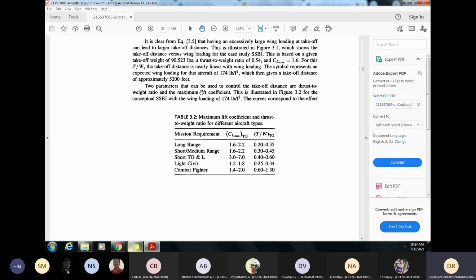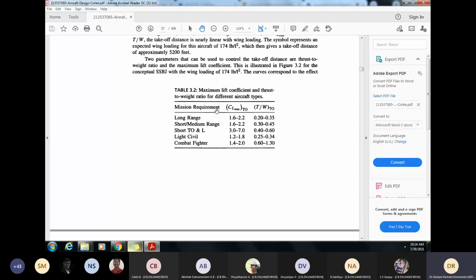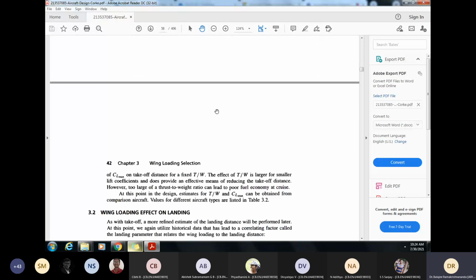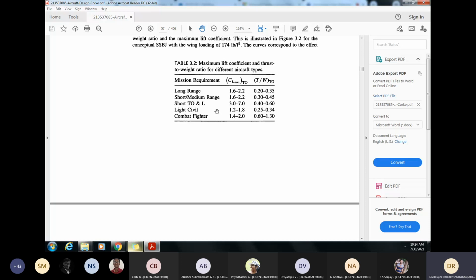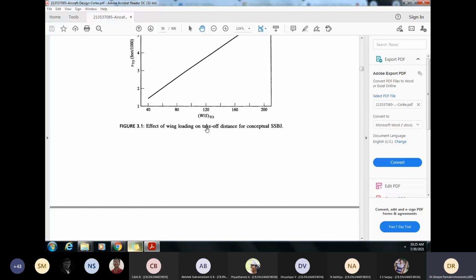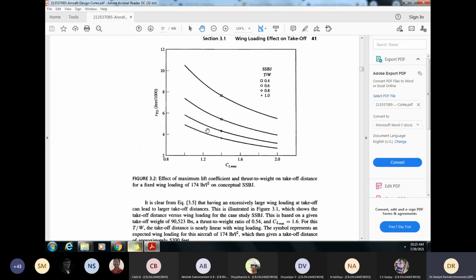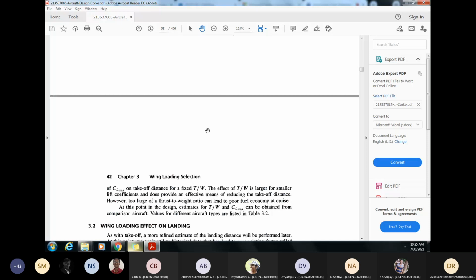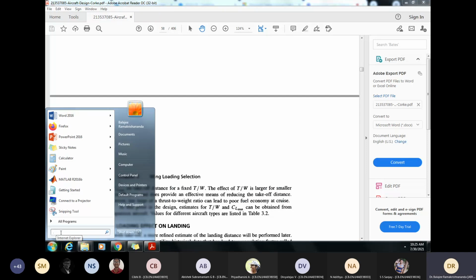So two parameters that can be used to control the takeoff distance are thrust to weight ratio T by W and maximum lift coefficient CL max. So you may have to assume these things initially. The curves correspond to the effect of CL max. You don't even need to assume anything. It's given for CL max for some type of aircraft. Generally, it is given like this. At this stage, you can plot something like this for aircraft, but what is more important, you have to make a plot like what I'm going to show now. That is known as a constraint diagram. We'll be building up on that.